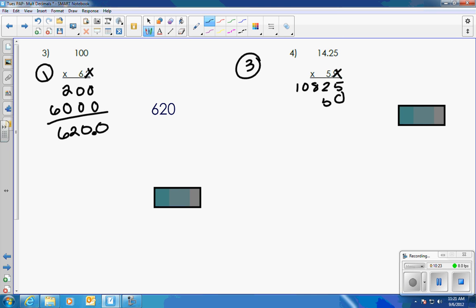So 5 times 5 is 25. I'm going to carry my 2. 5 times 2 is 10, plus 2 is 12. Carry my 1. 5 times 4 is 20, plus 1. Carry my 2. And 5 times 1 is 5, plus 2 is 7. Add down. So 5, 7, 10, carry my 1, 2, 8, and 3 decimal places.